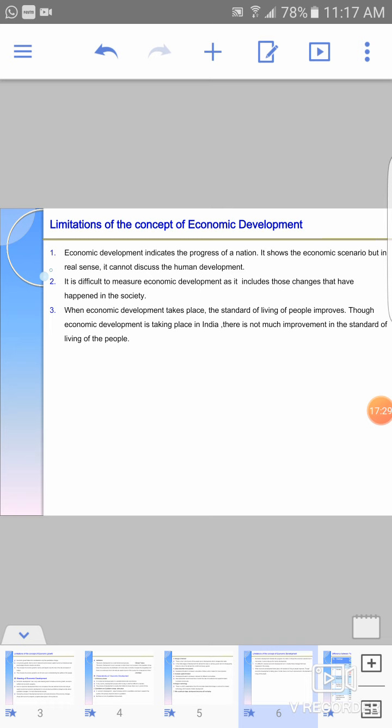The development is taking place. What is the problem in India right now? That development is taking place, but in villages there is not much development. In cities the development is good. Economic development is good in cities, and it is being done at a faster rate. But in villages, if you see, the development is slow. So there is not equal development in all the areas of the country.